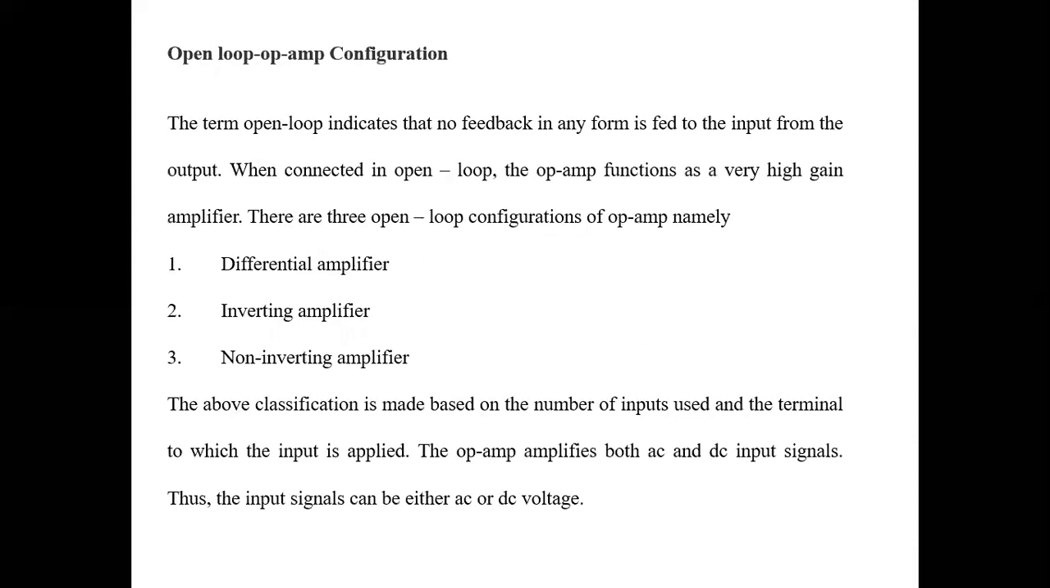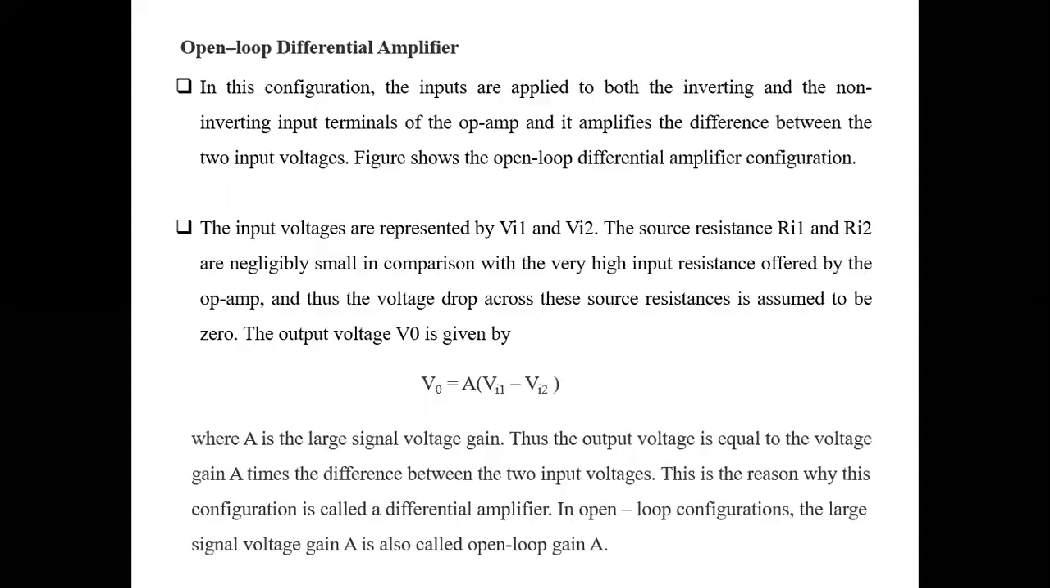Next characteristics are open loop and closed loop configuration. Without an IC, we can't build any application. If we connect the IC with external circuits, we can develop many more applications of the operational amplifier. Generally, there are two configurations used in operational amplifier applications: one is open loop configuration, and the other is closed loop. Open loop configuration means that no feedback in any form is fed to the input from the output. Examples are the differential amplifier, inverting amplifier, and non-inverting amplifier.